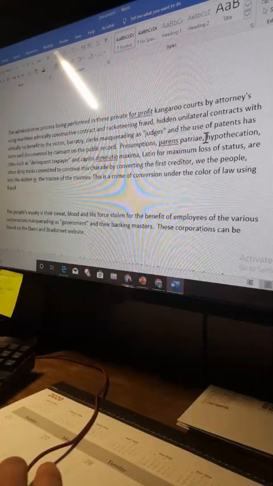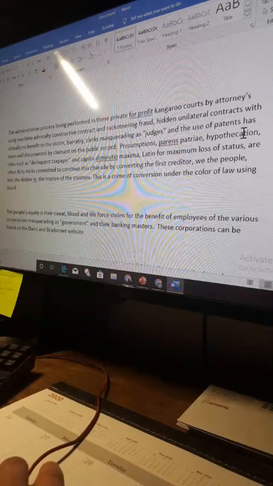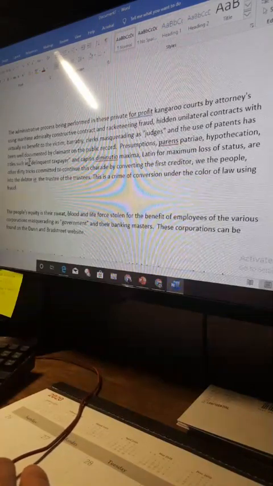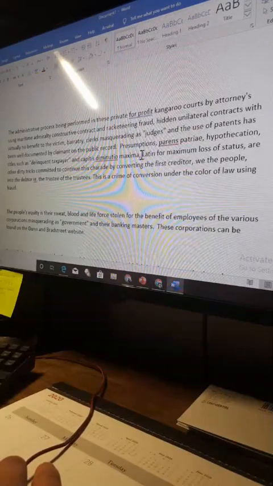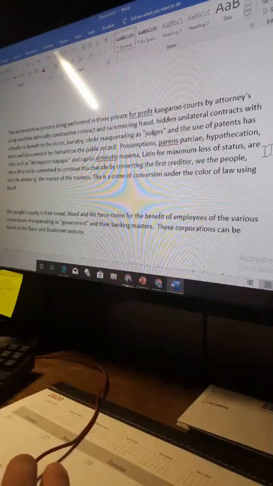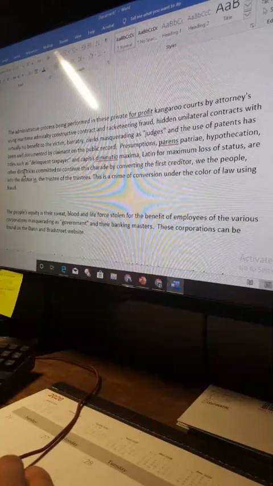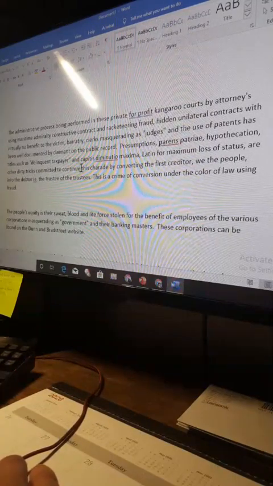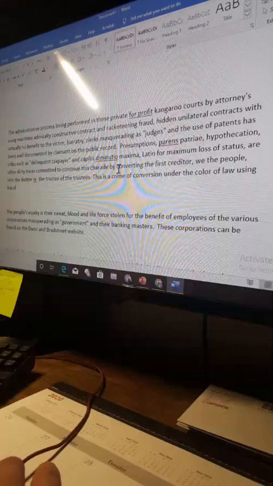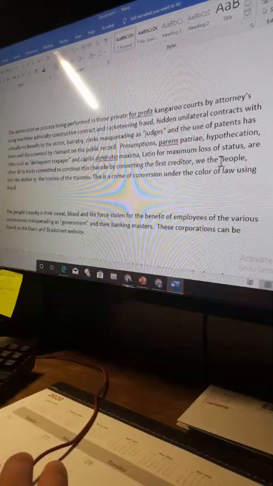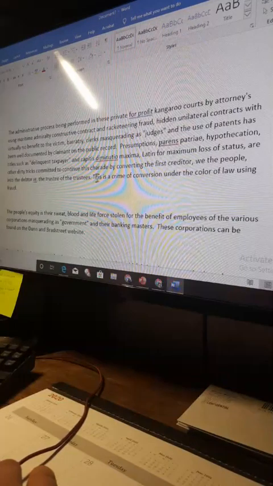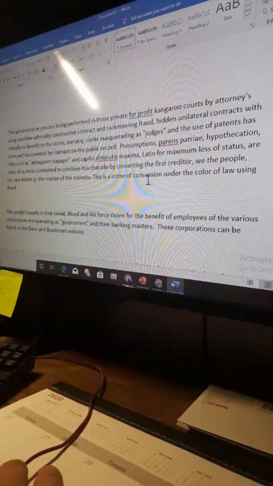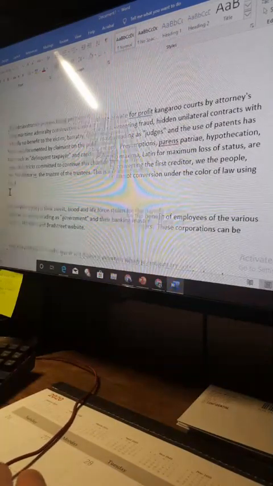Presumptions, parens patriae, hypothecation, titles as such, delinquent taxpayer, and capitis diminutio maxima, Latin for maximum loss of status, are other dirty tricks committed to continue this charade by converting the first creditor, we the people, into the debtor, i.e. the trustee of the trustees. This is a crime of conversion under the color of law using fraud.